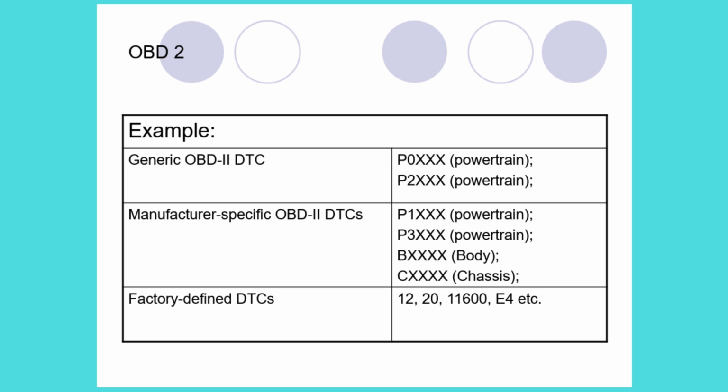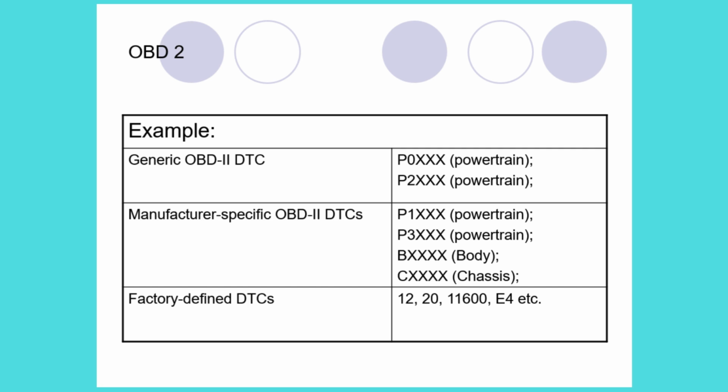Generic OBD2 powertrain codes are found in the range 0000 to 0999 and 2000 to 2999. These codes will be found on generic code lists and are found within the SAE definitions. Manufacturer-specific codes are in the range 1000 to 1999 and 3000 to 3999. All body and chassis codes are manufacturer-specific.